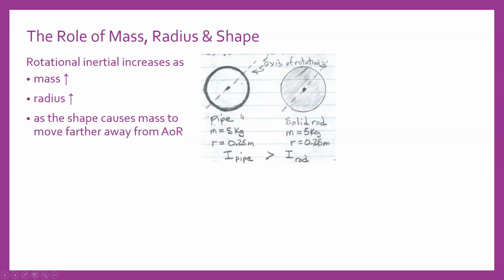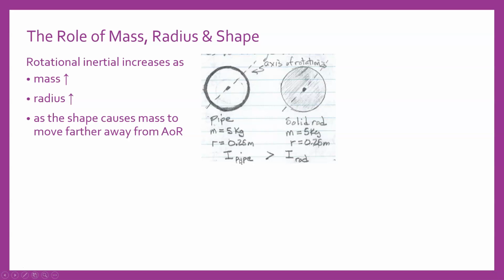Here we're comparing a pipe. Okay, so a pipe's hollow in the middle. That means all of the mass of the pipe, all 5 kilograms, is concentrated out here at the very edge of the pipe. Here we have a solid rod, so the mass is distributed evenly throughout this whole circle, all 5 kilograms.